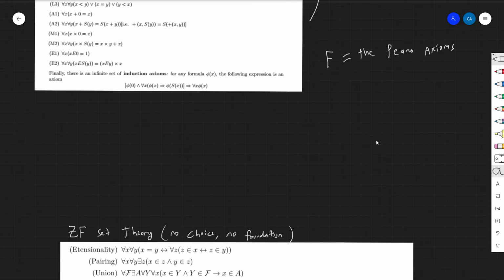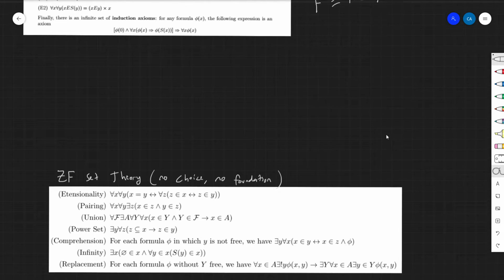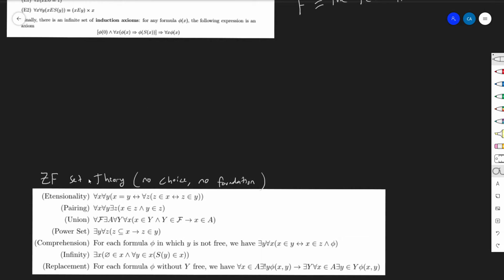Let's move down again. These are the axioms for the simplest version of set theory. You've got ZFC set theory, which involves this other axiom called choice, which I didn't include here because I didn't care.